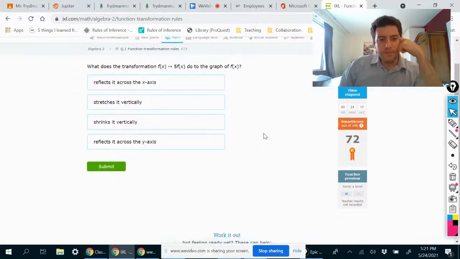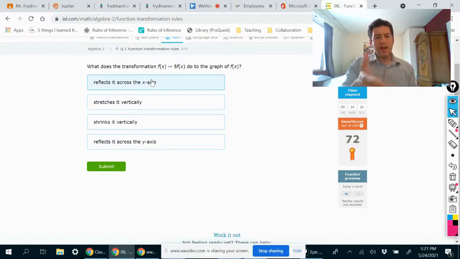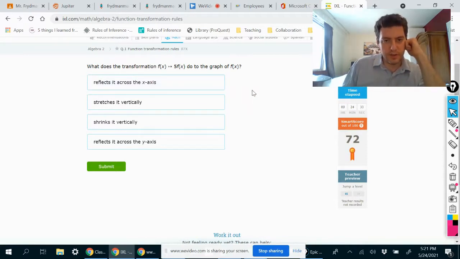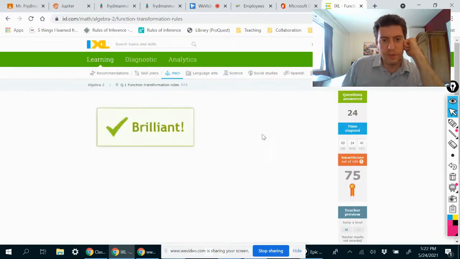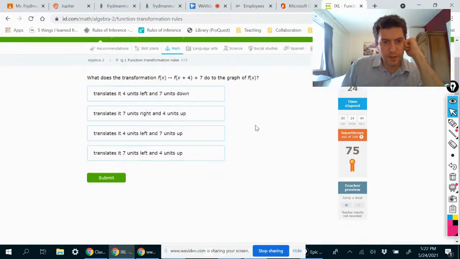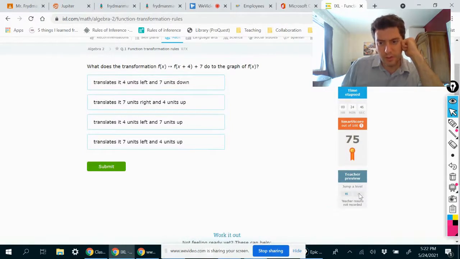All right, let's go ahead. Oh, now we're getting some reflections over here. I said instead of using the word reflect, I used the word flip, okay? But we did actually talk about this, except that's not even one of the answers for this one. So this is just going to stretch it vertically. We did a problem just like that before. Oh, I'm on the last level already.